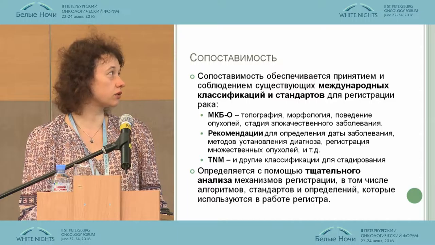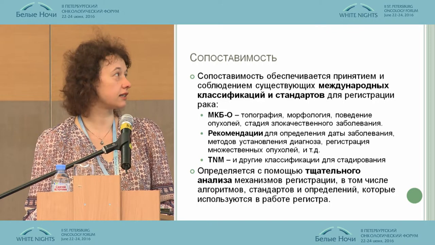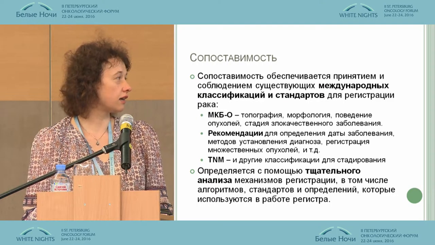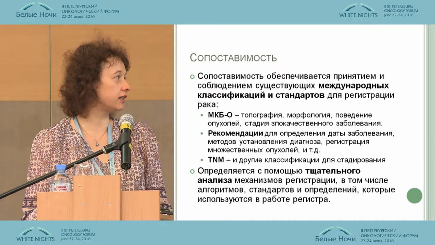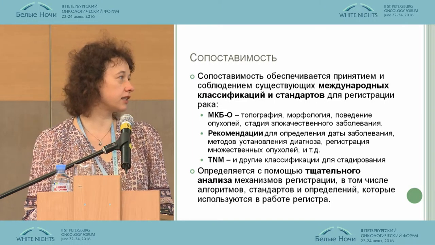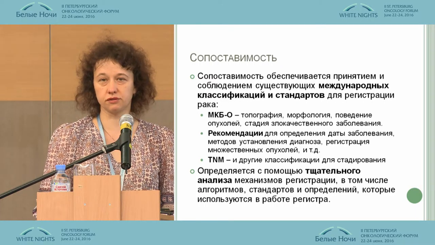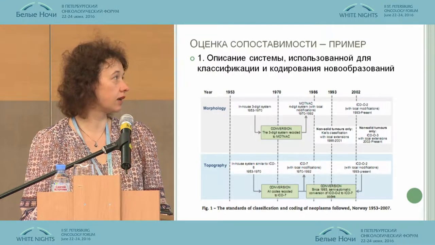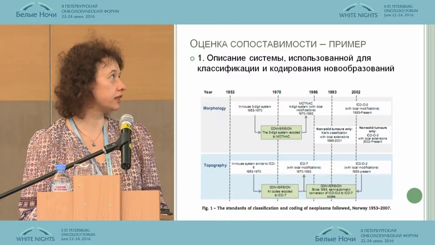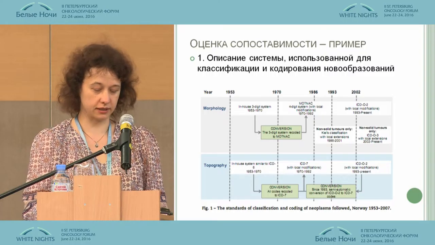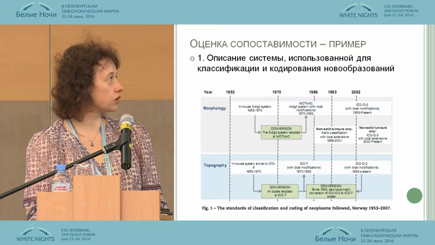Comparability is ensured by compliance with international classifications and standards. You have international standards for different diseases. At the same time, we have recommendations on how to determine the date of getting ill. And there's the so-called TNM classification. Comparability is ensured with the help of thorough analysis of information acquiring mechanisms. This is the description of system which is used to classify and code neoplasms in terms of morphology and topography.